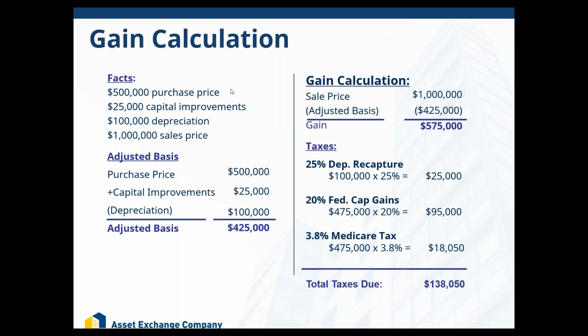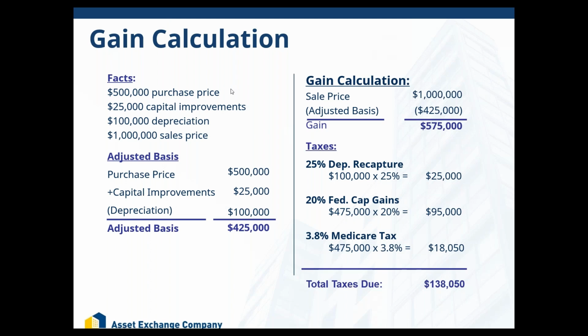$575,000. Now, within that number, how much of that is depreciation? $100,000, right? So you remember the depreciation recapture tax that we just talked about, that 25% tax? That's actually calculated as a separate line item. So we'll take out the $100,000, multiply that times the 25% depreciation recapture tax. That's going to give us a tax of $25,000. Now, how much do we have left over?